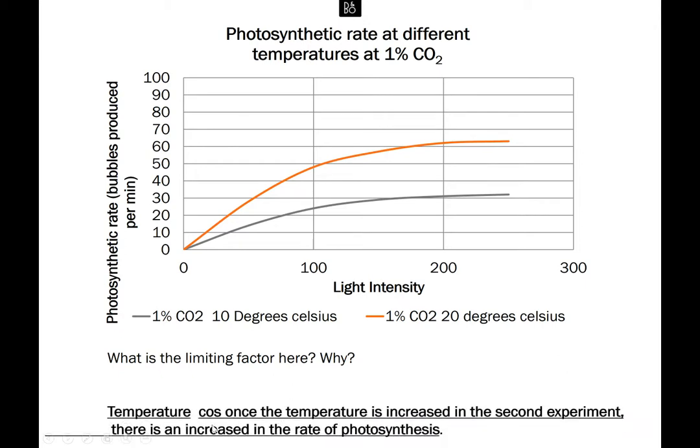It's actually temperature, because you can see that as I increase from 10 degrees Celsius to 20, from the orange line, the second experiment, the rate of photosynthesis actually increased a lot. From 10 degrees Celsius, it's only a maximum of 20 bubbles. But when I increase my temperature to 20 degrees Celsius, the number of bubbles actually increased to 60 bubbles produced per minute. So the limiting factor here is temperature.